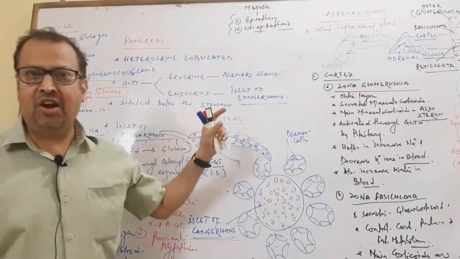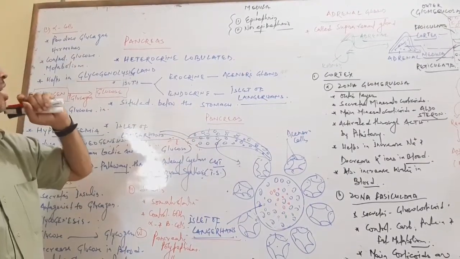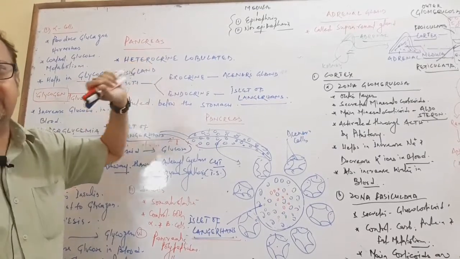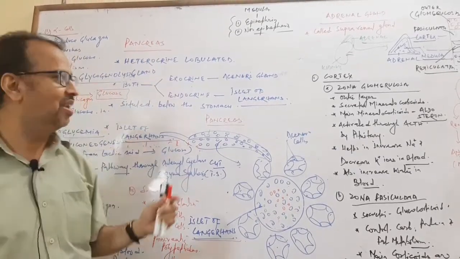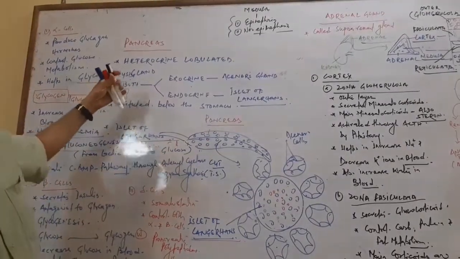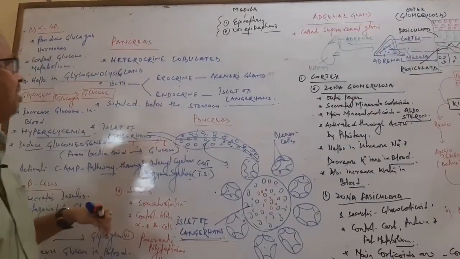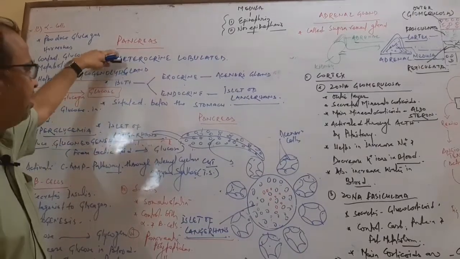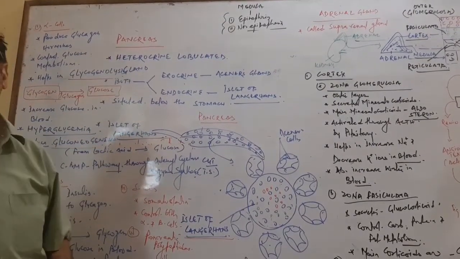Friends, now we are going to start the endocrine system. In the endocrine system, we already discussed the various endocrine glands. Now we start the pancreas and adrenal gland.